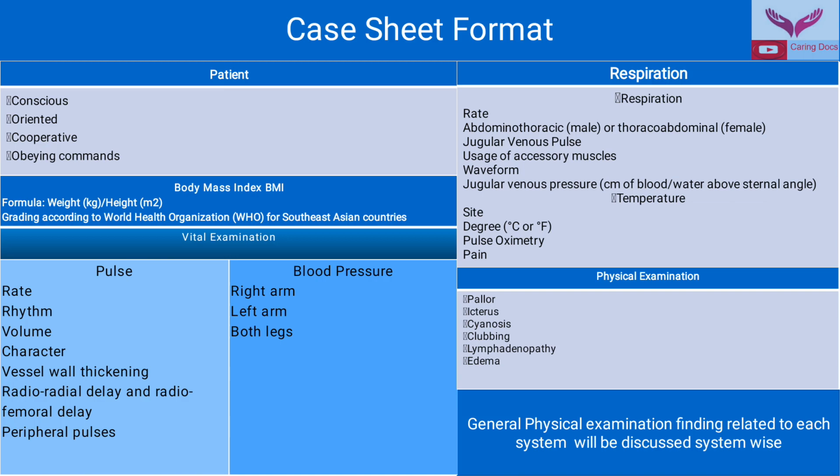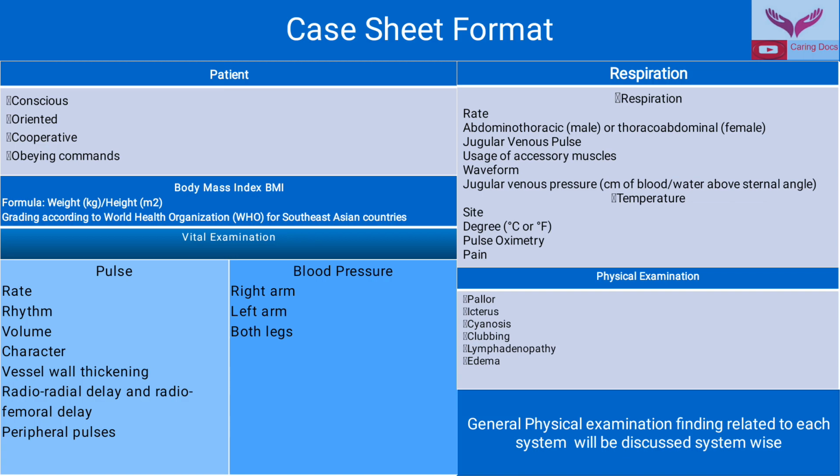In the blood pressure, we check in the right arm, left arm, both legs, patient in supine position, patient in sitting position, and standing. In the respiration, we check for rate, character, whether it is abdominothoracic or thoracoabdominal, usage of any accessory muscles, jugular venous pulse, various waveforms, JVP, jugular venous pressure, which is calculated as centimeters of blood or water above the sternal angle.